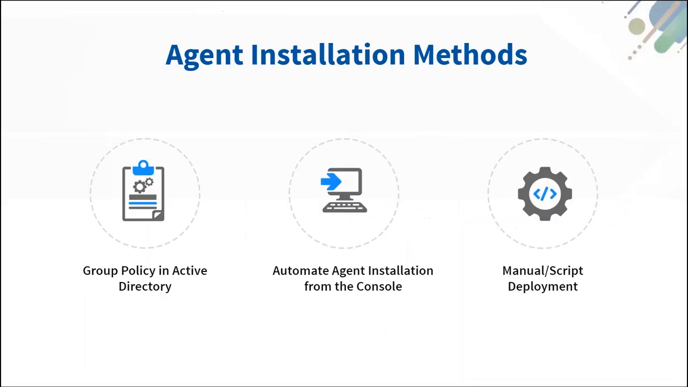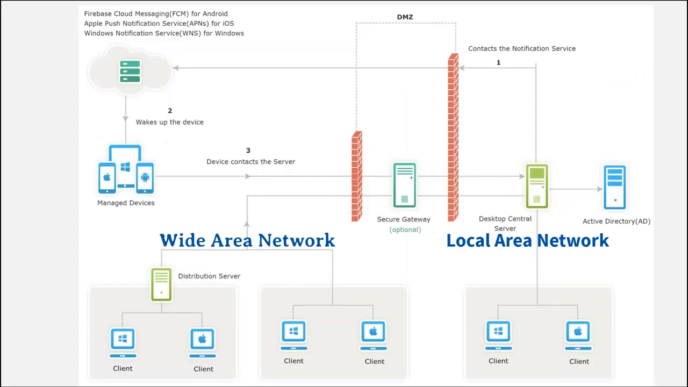To install the agent, there are different methods available. You can install agents through group policy if your machines are managed through Active Directory, or you can install the agent through the console. You can import the Active Directory domain details into the console, and push out the agents from the console, or you can use a manual method or a script-based deployment to install the agent. After installing, the agents will all report to the server, and you can manage them.